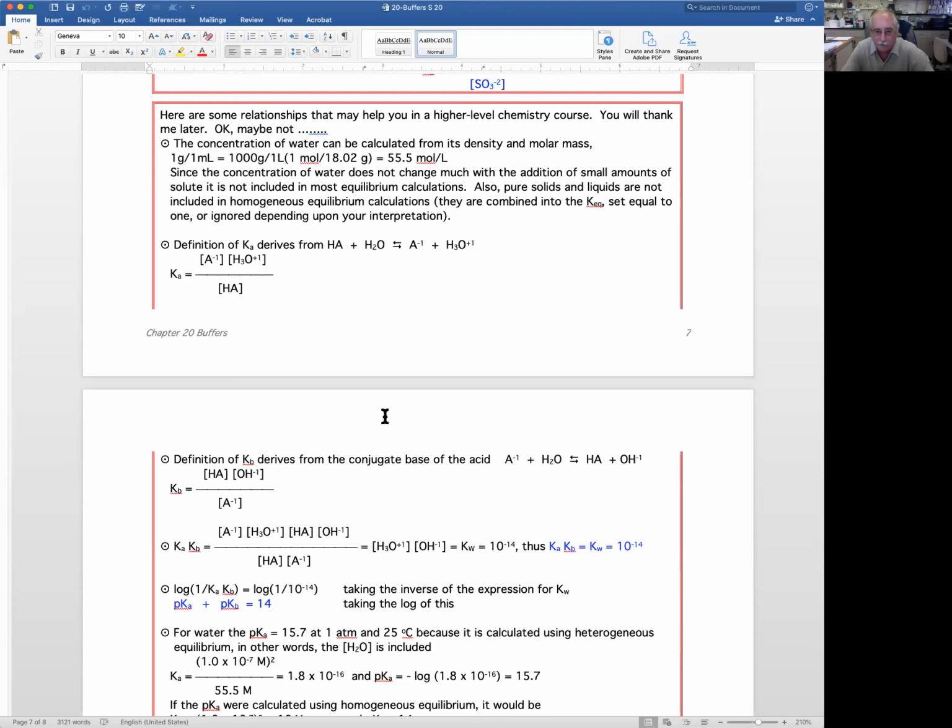So here's a few other things. One of the things that I have in chapter 19 maybe, is we calculated the concentration of water from its density. So it's about 1 gram per mL, about 1,000 grams per liter, and 18 grams per mole is just the molar mass. That's how we get the 55.5 moles per liter. And in most equilibrium problems, we leave out that value because it's a huge value that doesn't change very much.